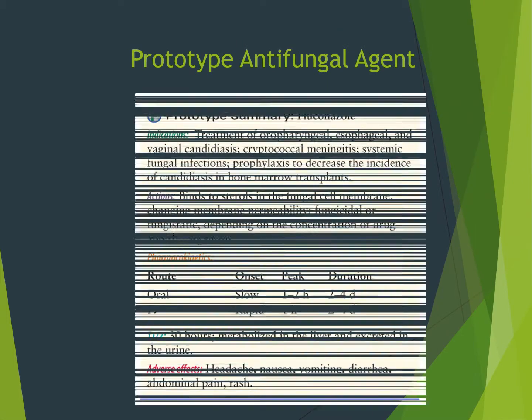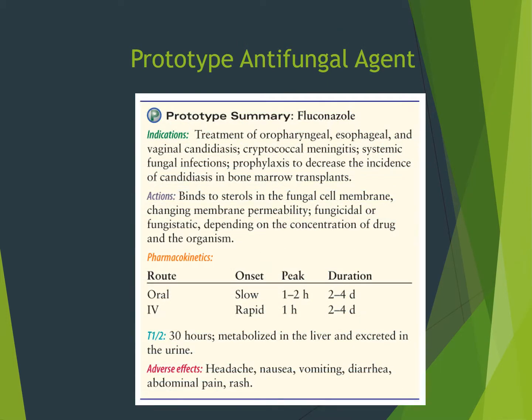A prototype antifungal agent is fluconazole. It is used for the treatment of oropharyngeal, esophageal, and vaginal candida, cryptococcal meningitis, systemic fungal infections, and prophylaxis to decrease candida in patients who have bone marrow transplants. It can be given oral or IV, and we see mainly GI adverse effects with that one.